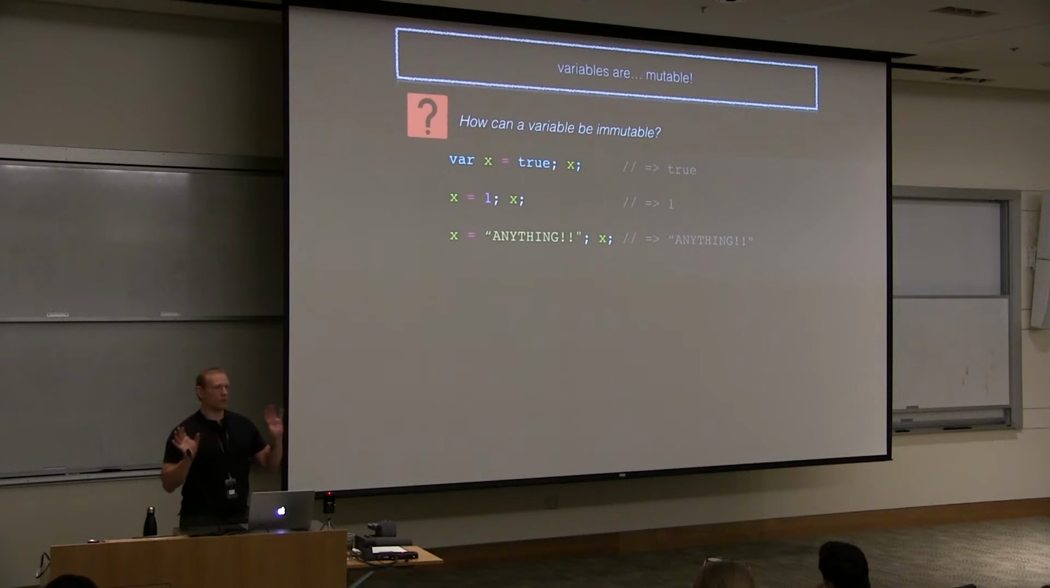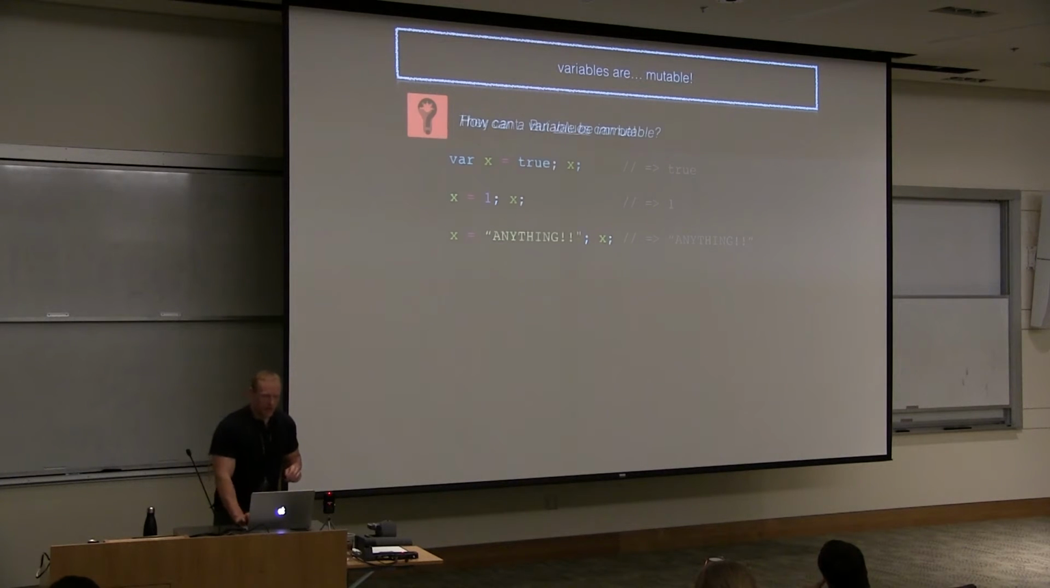Does that make sense, the difference between those two things? A variable is a pointer to a value. Some values can be immutable. Does that make sense? I'm going to take that as a yes. Thank you. All right, so values are immutable.